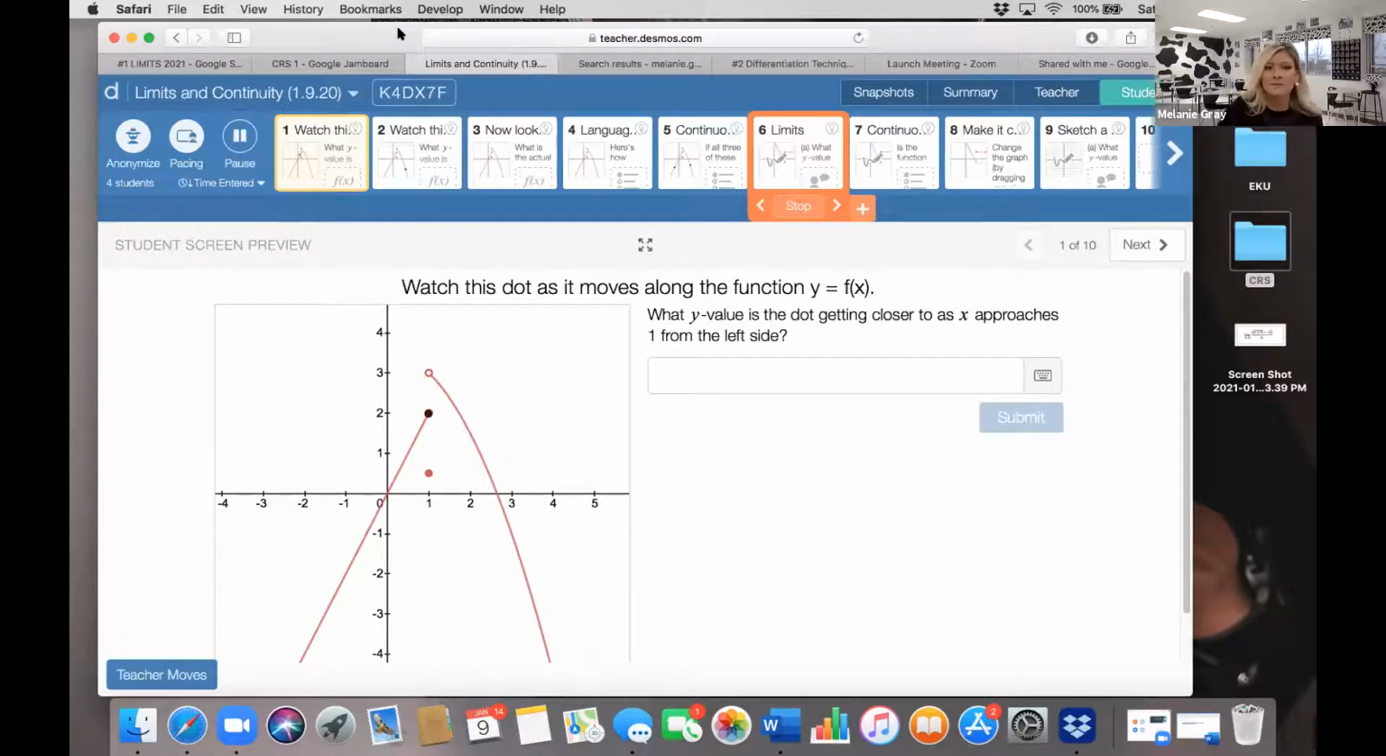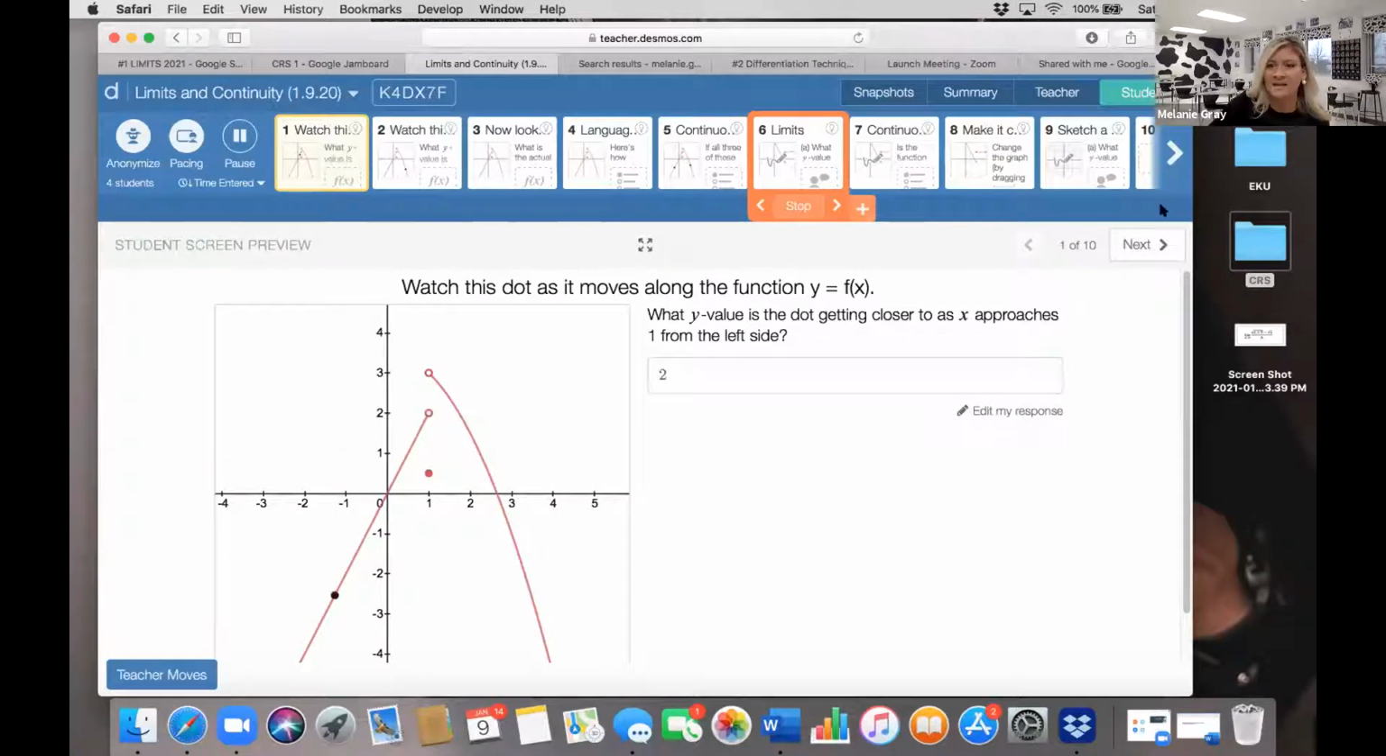So for the first slide, it says, watch this dot as it moves along the function y equals f of x. And we want to know what y value is the dot getting closer to as x approaches 1 from the left-hand side. So remember, with limits, we can think of it as what is the y value approaching as x approaches a particular c value. In this case, the c value is 1. So you're looking as x approaches 1, and the y value from the left-hand side is approaching 2, if you watch that dot. Okay, so I'm just going to submit 2 for that.